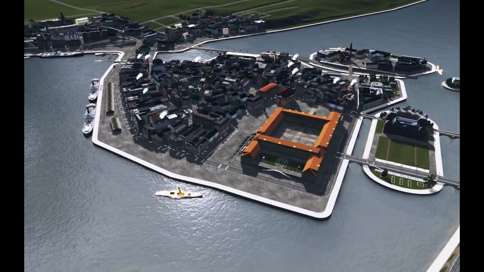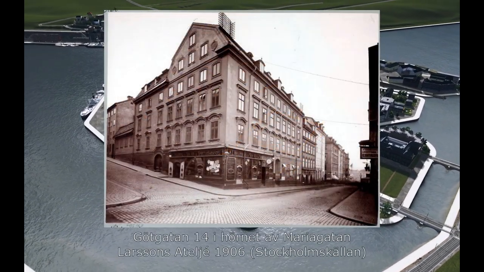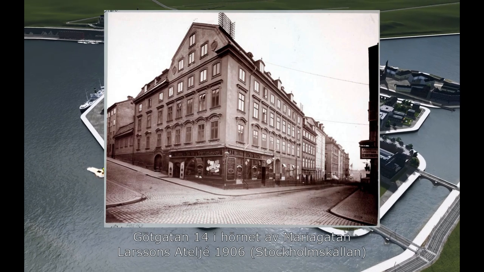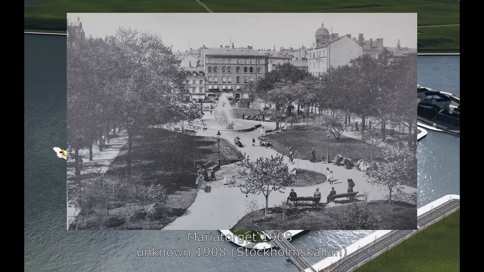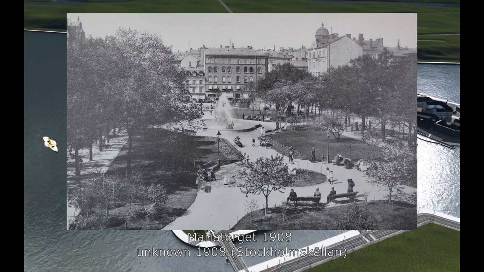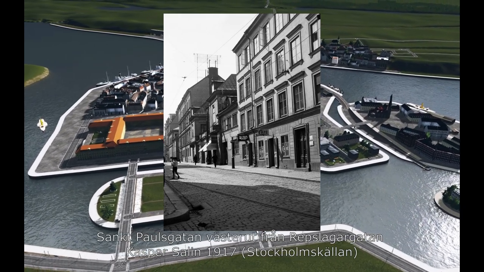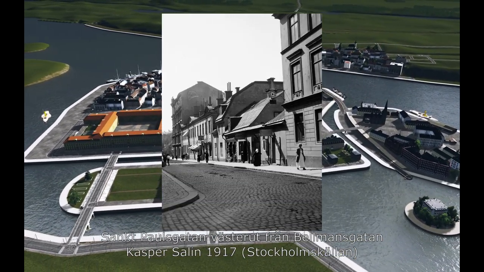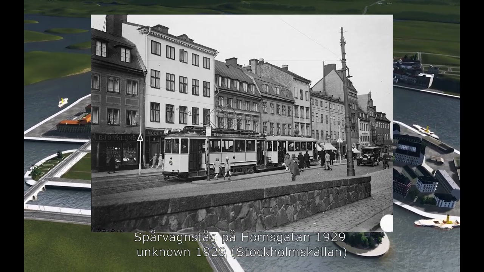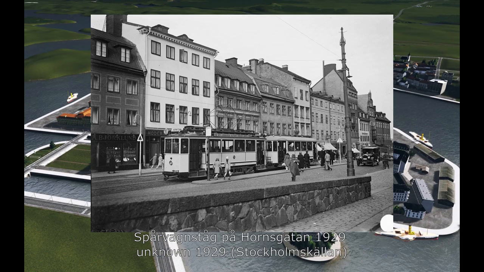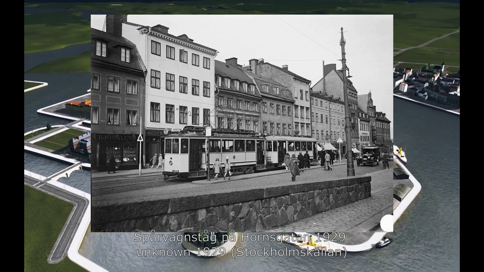Let's have a look at some old photos to get the feeling of what it looked like. This is behind what is now the City Museum, Stadsmuseet. Mariatorget looks about the same today, but for example, St. Paulsgatan has changed quite a bit. The area north of Hornsgatan hasn't changed as much. Hornsgatan, of course, had its tram line.